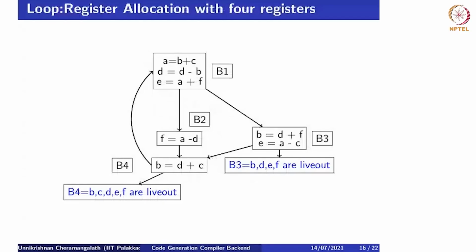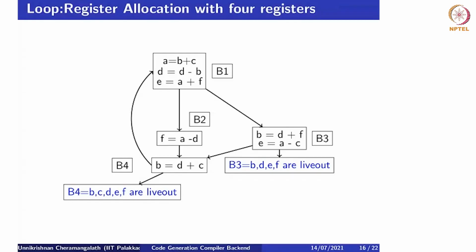So now we'll go, if it's clear, to loops: register allocation with 4 registers for a loop. Here we have a loop with 4 basic blocks, B1, B2, B4, B3. Please note that the conditional statement is not added at the end of each basic block, to bring out the difference between LLVM IR and this basic block.